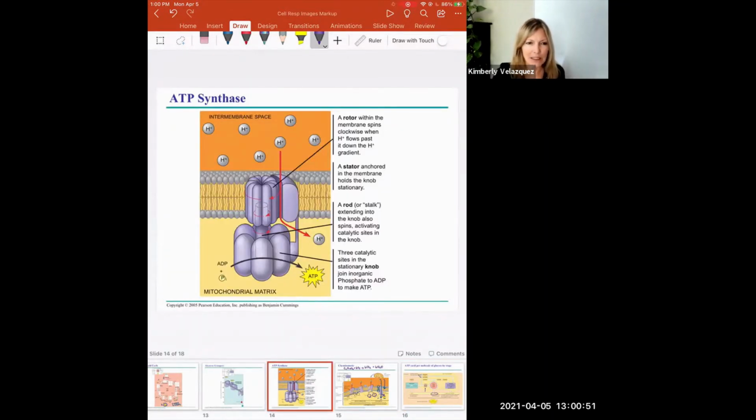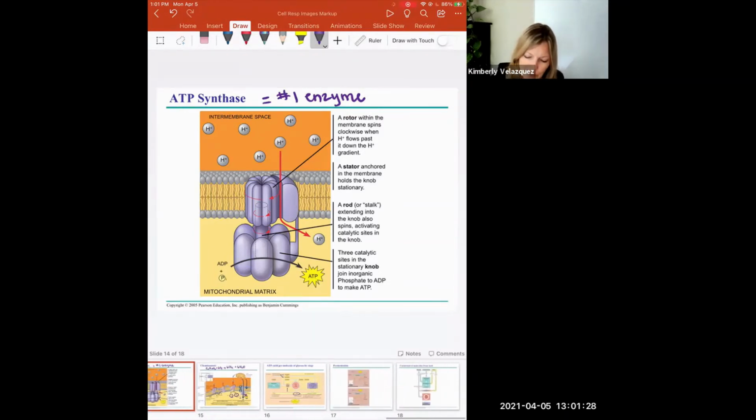And here's that amazing enzyme that is going to phosphorylate ADP to form ATP when those hydrogens come back across. The most amazing enzyme. So this is the number one enzyme in my book. This is an incredible enzyme. Can you even imagine how tiny, think about how tiny your cells are. And then in the inner membrane of the mitochondrion is this little enzyme, and there are millions of them in each cell.